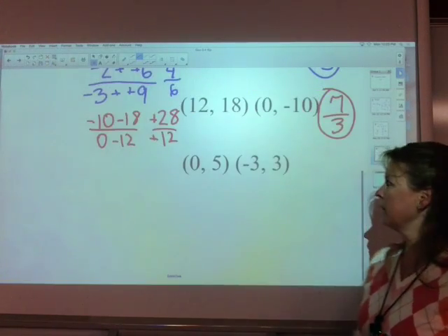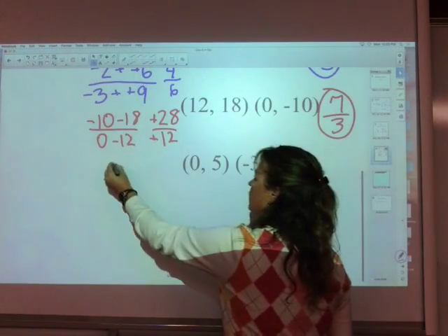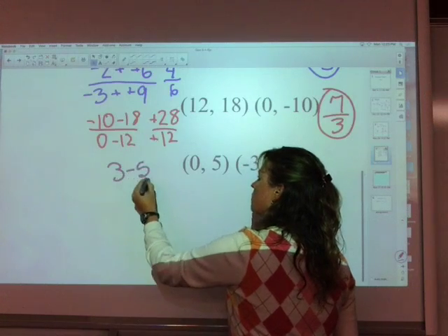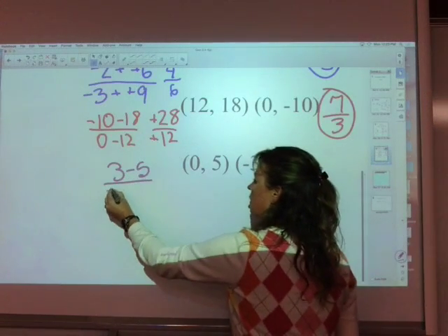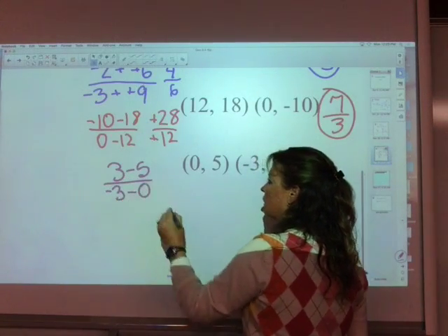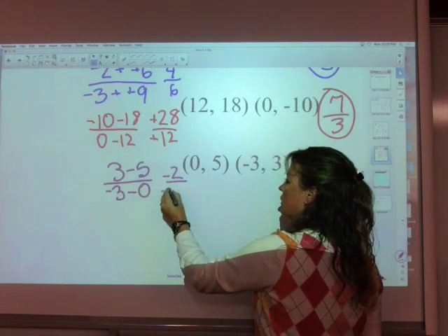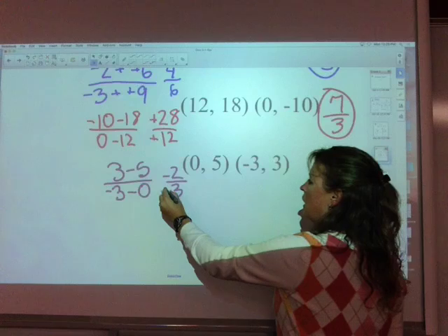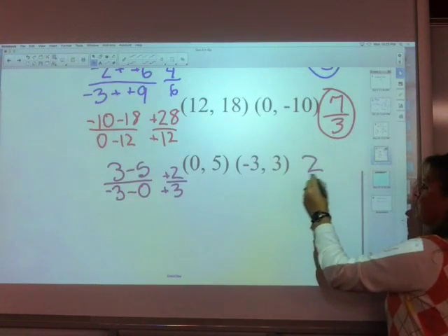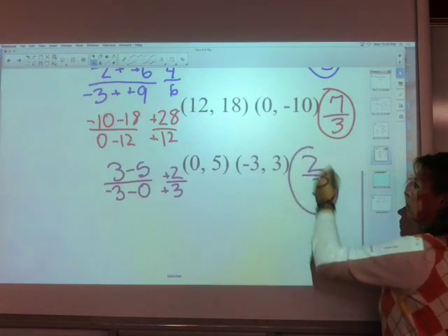Let's try the third line. 3 minus 5, y2 minus y1, over negative 3 minus 0. 3 minus 5 is negative 2. Negative 3 minus 0 is negative 3. Two negatives make a positive, and you get 2/3.